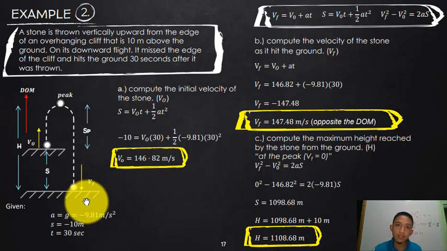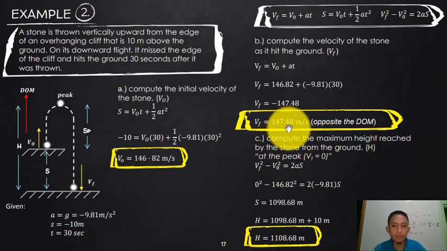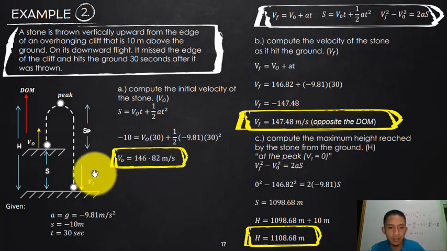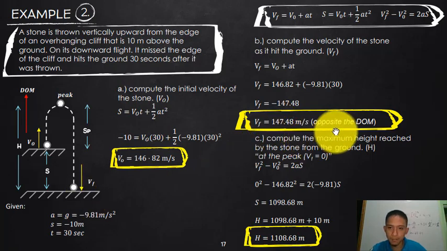Why? At that point it is already going down, so your direction is opposite your direction of motion. That's why it is negative. But the value is 147.48. The sign only dictates the direction of your motion at a certain point. It is now going down, so that's why it is negative.